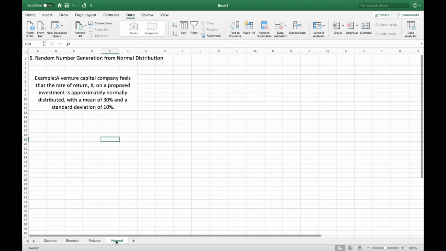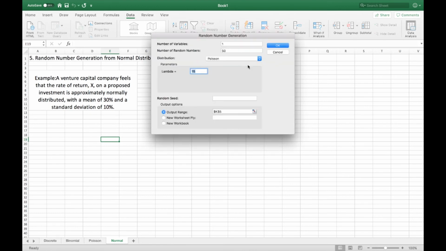The last one is the most common one, and we often do it in the midterm exam or final exam. It's the normal distribution. This is also an example from your slides: the rate of return x forms a normal distribution with a mean of 30% and a standard deviation of 10%. So the steps are just the same, but we need to choose the normal distribution, and the mean is 30 and the standard deviation is 10.